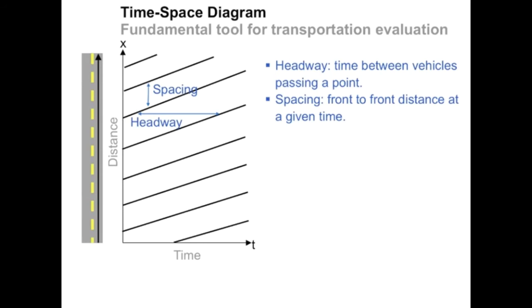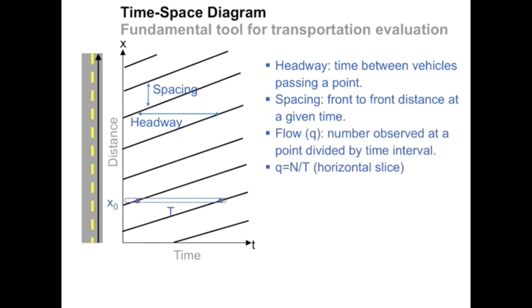And then you can also see the horizontal distance between the trajectories. And so that's a time measure because the horizontal dimensions here are time. So this distance here is just the headway between vehicles for a particular point. Okay, so spacing is something that is relevant for a particular time, and headway is something that's relevant for a particular point or location on the road.